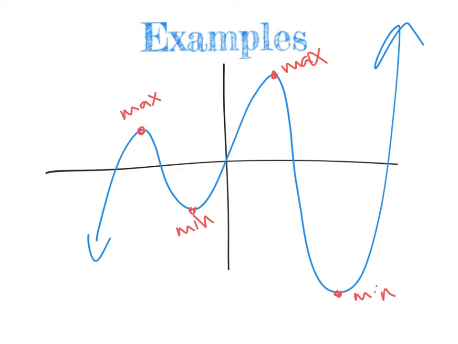Now, as I'm identifying these, I want to ask myself, is this the highest maximum of the entire graph? No. Therefore, it is a local maximum. What about this minimum? Is it the lowest point in the graph? No, because there's lower points on here, right? Therefore, local minimum.